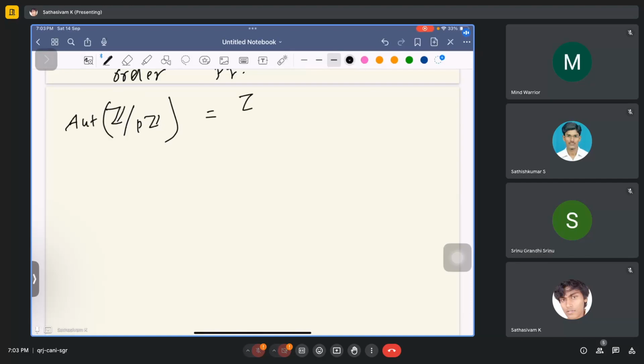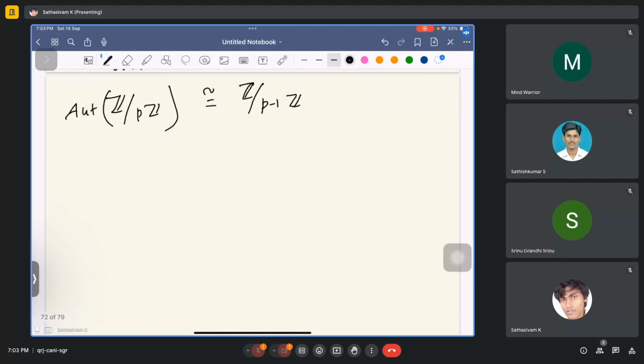So this is basically Z mod P minus 1Z. So this is isomorphic to this. But again, I am not sure if I remember the proof. I'm saying this is cyclic, right? That is not easy. This involves some number theory, so that part I don't remember exactly. Group theory part I remember, but number theory part I don't exactly remember.